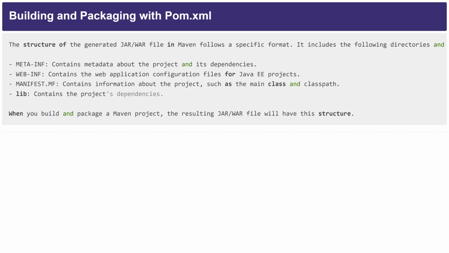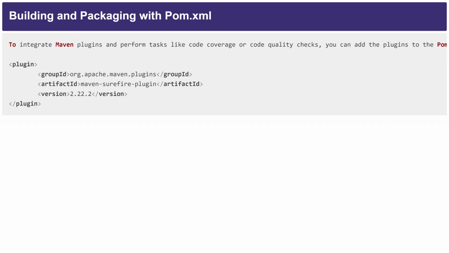The structure of the generated jar or WAR file in Maven follows a specific format. It includes directories such as META-INF and WEB-INF, as well as files like MANIFEST.MF and the lib directory. These directories and files contain metadata and configuration information for the project. For example, the META-INF directory contains metadata about the project and its dependencies, while the WEB-INF directory contains configuration files for Java EE projects. The MANIFEST.MF file includes information like the main class and class path, and the lib directory contains the project's dependencies.